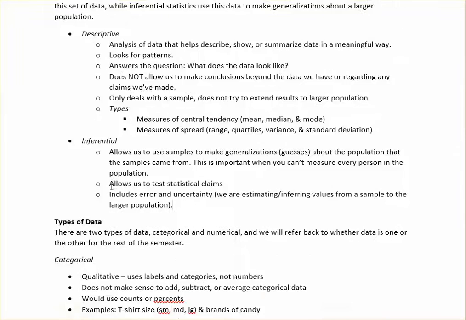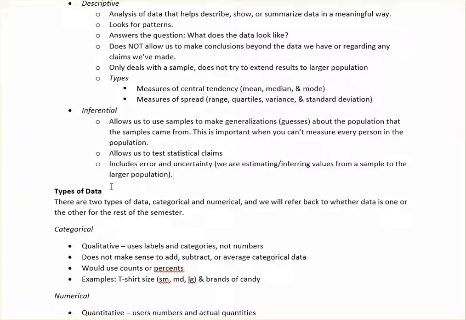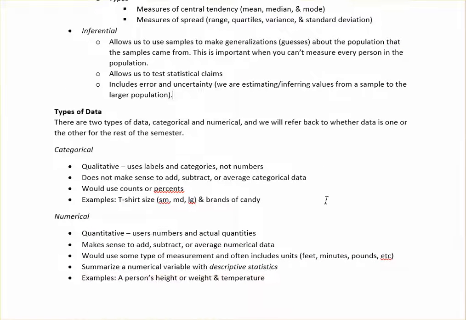Moving along, still talking about data, so sets of numbers, there are two types of data, categorical and numerical. And we will refer back to this again and again throughout the semester. So please make sure this makes sense, or talk to me so I can help you make this make sense, because you need to know the difference.